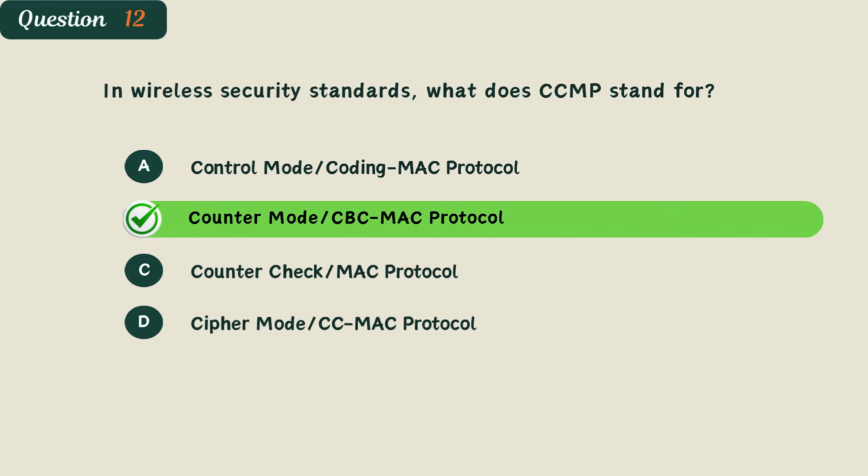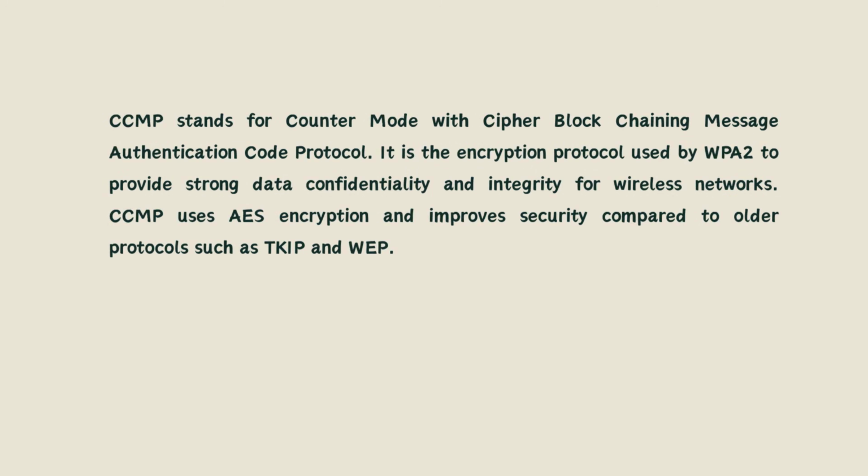Correct answer: B. Counter mode, CBC-MAC protocol. CCMP stands for Counter Mode with Cipher Block Chaining Message Authentication Code Protocol. It is the encryption protocol used by WPA2 to provide strong data confidentiality and integrity for wireless networks. CCMP uses AES encryption and improves security compared to older protocols such as TKIP and WEP.